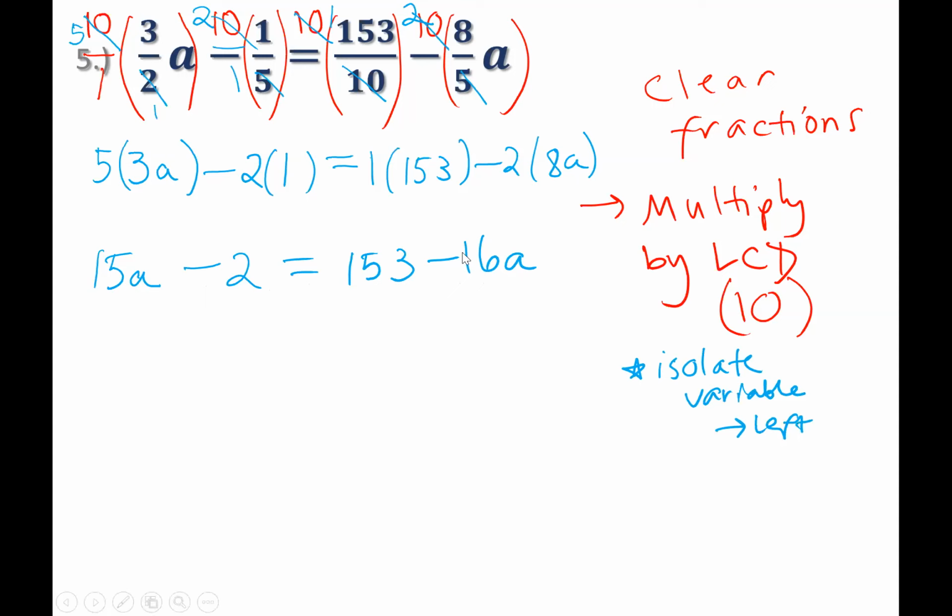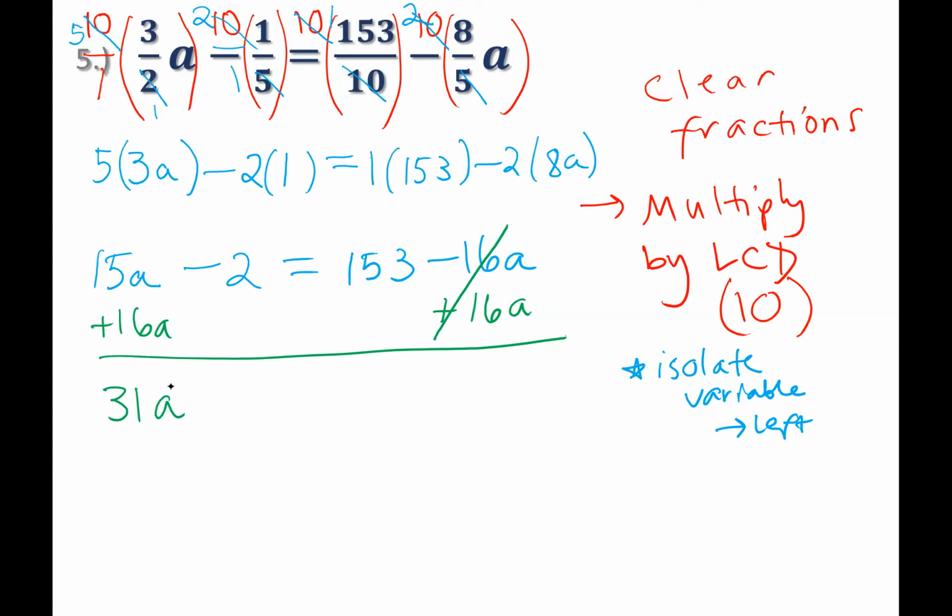So I'm looking at the variables on the right side, that minus 16a. Let's get rid of that. Let's cancel that out. So I'm going to add 16a to both sides. So I'm writing plus 16a on both sides, because minus 16a plus 16a, that will cancel. On the left side, I get to combine 15a plus 16a, that's 31a. Now I'm copying everything else down, so 31a minus 2 equals 153.